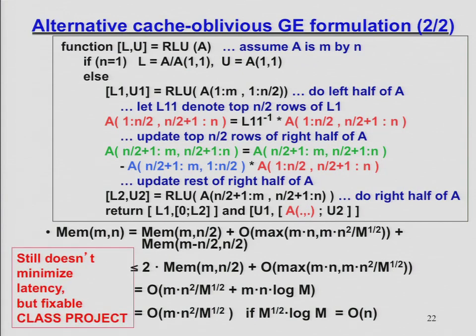It does minimize the number of words moved, but it doesn't minimize the latency. It doesn't minimize the number of messages because of pivoting. There's no pivoting in this algorithm, but if you throw in pivoting and you have to move a lot of rows around, it doesn't minimize the latency.